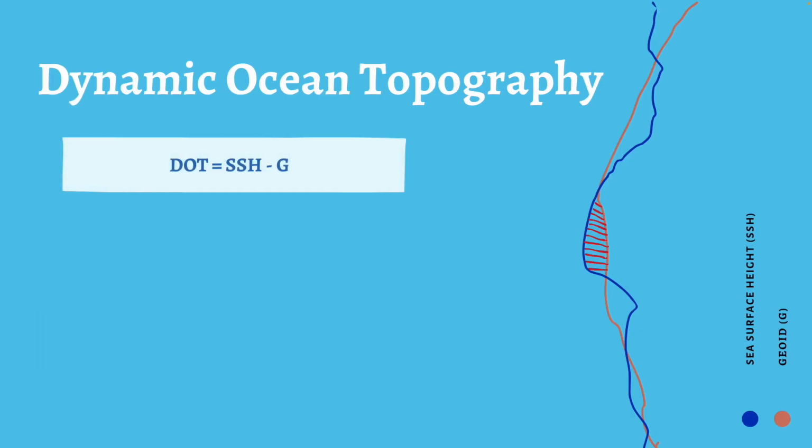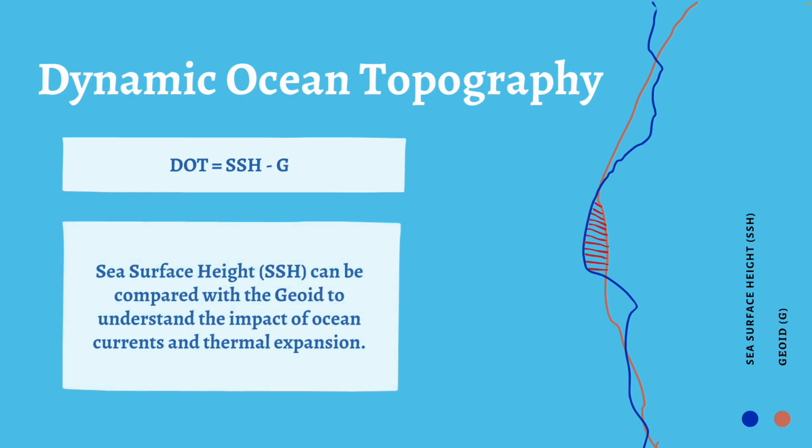Next, dynamic topography is found by removing the geoid from the sea surface height. This leads to an understanding of the impact of ocean currents and thermal expansion. The dynamic ocean topography is highlighted as the red area in the sketch on the right-hand side of the slide.